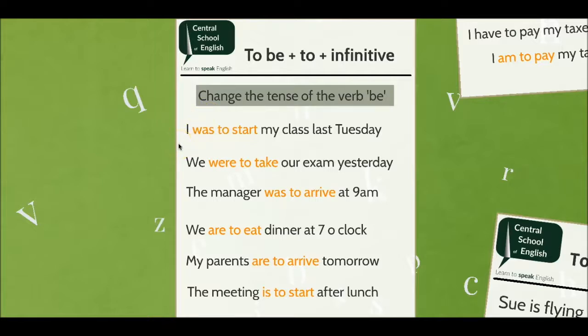Here are some other examples to communicate past plans or arrangements. We were to take our exam yesterday, and the manager was to arrive at 9 a.m.